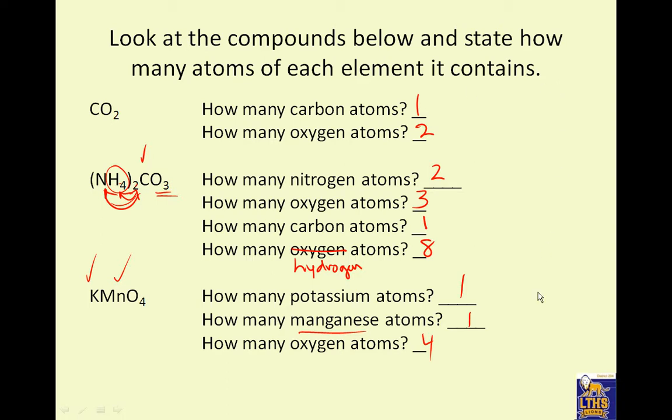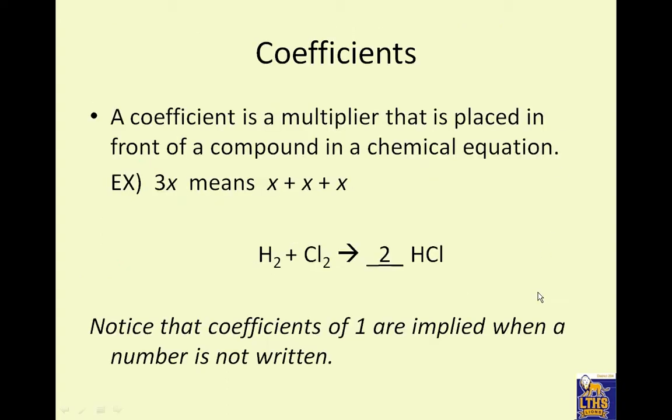You have to be able to count these so that we can balance them out. All right, so what's a coefficient? A coefficient is a number or a multiplier that's put in front of a compound or an element to multiply by it. Okay, so if there's a big number 3 in front of something, that means there's 3 of those things. Right. So there's nothing in front of this, which means there's a number 1, so there's only 1 of those. Nothing here means a 1, and 2 here means 2. So what does that mean?